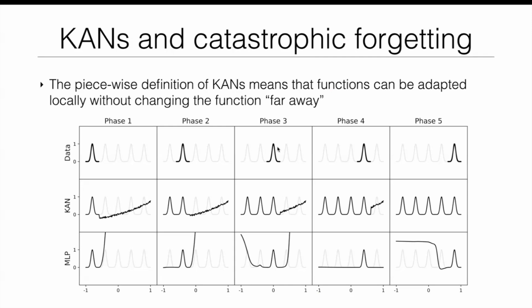And then you continue giving this, and the KAN step by step just adjusts its local splines to match this different data, whereas the neural network is forgetting what it had learned before and is just doing something different. And the reason is that neural networks don't have this locality property that KANs have.